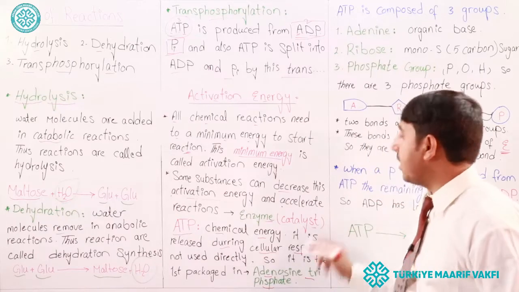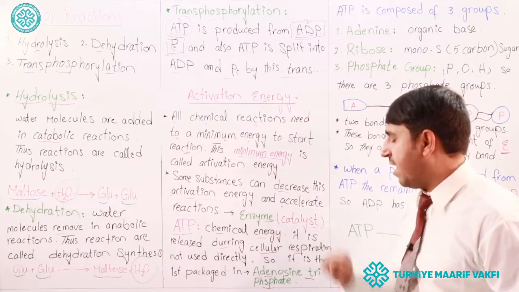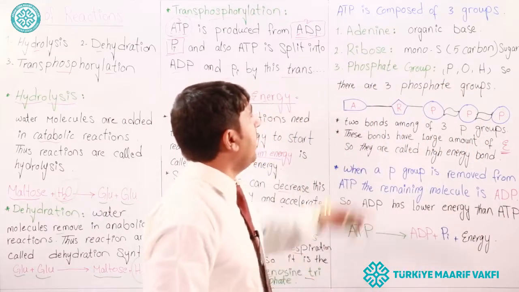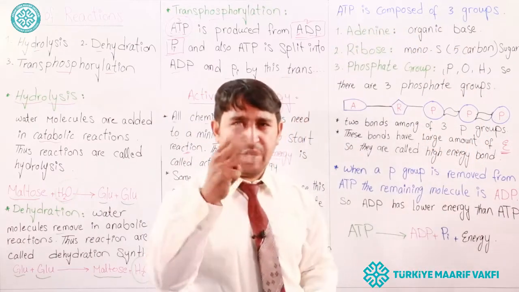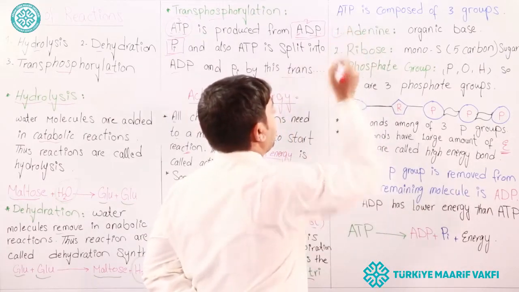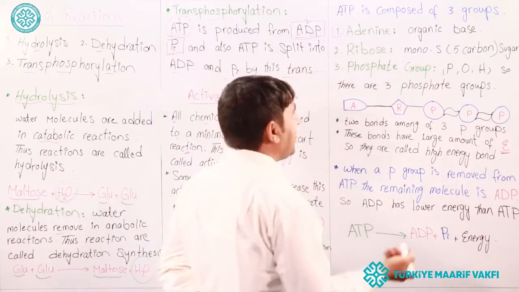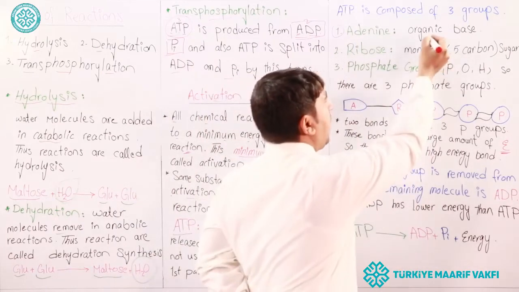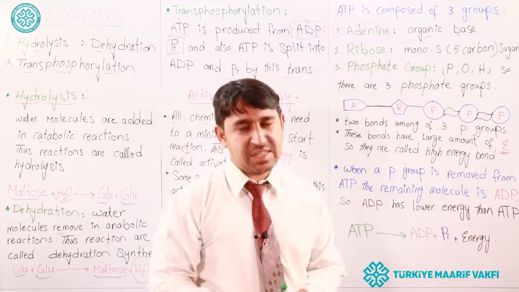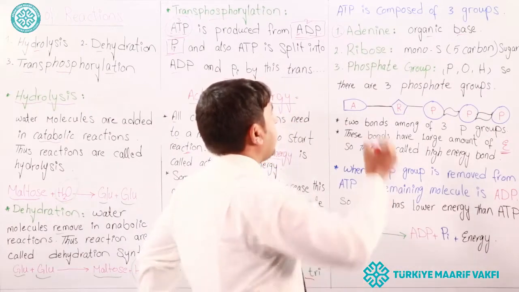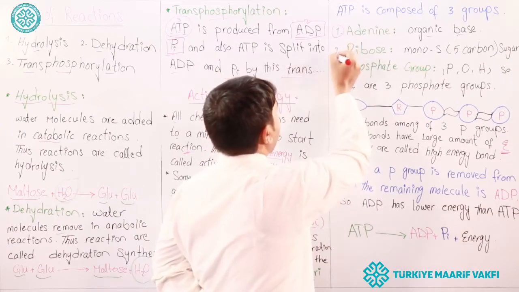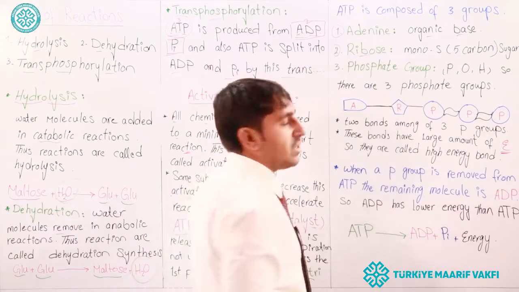Tri means 3. Now we are coming to discuss the triphosphate and the structure of the ATP. ATP is composed of 3 groups. The first one is adenine. What is adenine? Adenine is a kind of organic base or nitrogenous base, we can say. And the second component or group of the ATP is ribose.